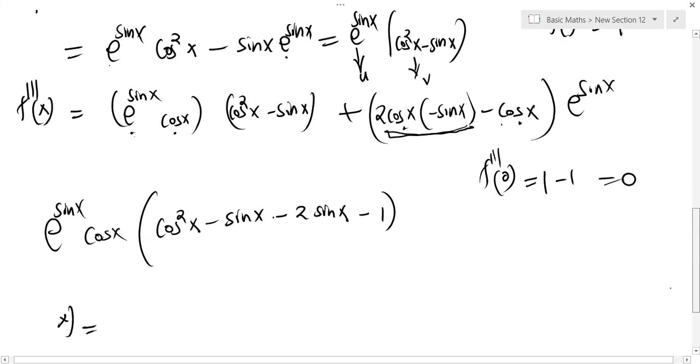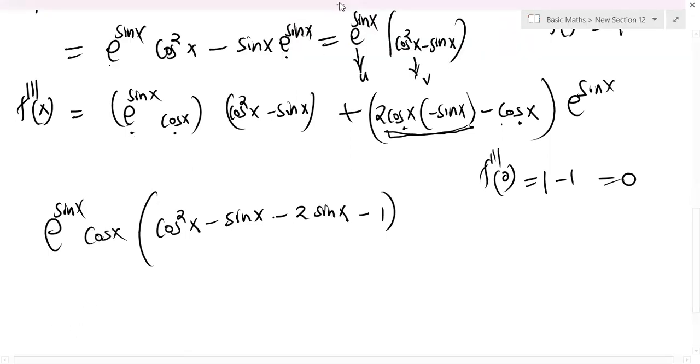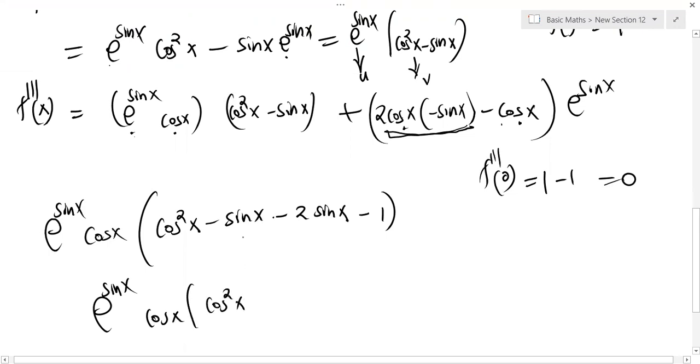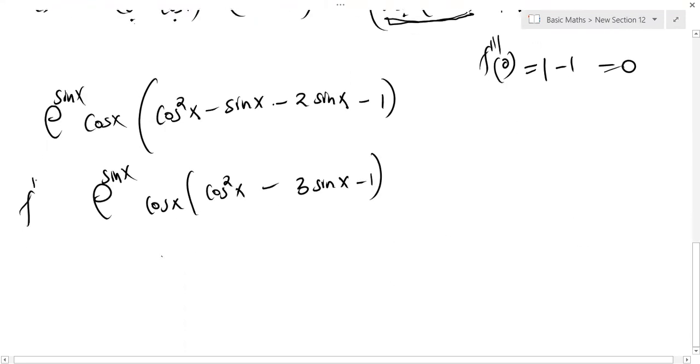I can write this as exponential sin x cos x, and then this is cos squared x minus 3 sin x minus 1. Okay, so now let's differentiate this. So this is our f third prime of x. So what's our f fourth prime of x?